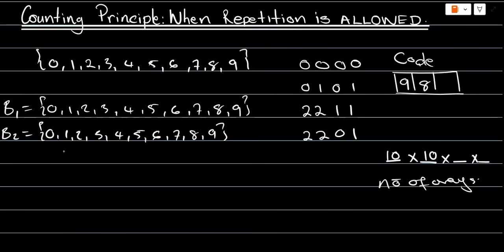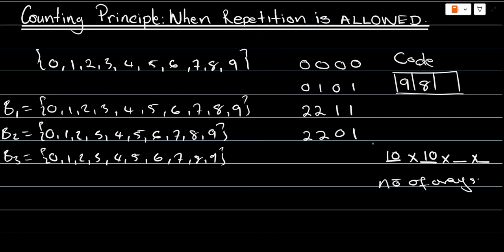Right, we move on to bucket 3. How many numbers do we have? Do we remove 8? No, we do not. Why? Because repetition is allowed. What does that mean? That means we are replacing each and every number that we are taking from the bucket. All right, we still have 0, 1, 2, 3, 4, 5, 6, 7, 8, 9.